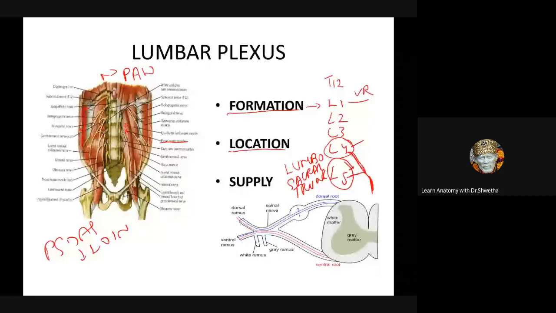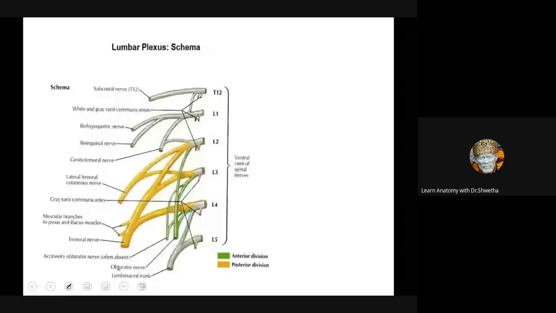Now, we have discussed the formation, location, and supply. Also, we know that it supplies the lower limb, mainly the anterior or front and the medial aspect of the lower limb, along with the anterior abdominal wall and skin of the gluteal region. So that was the supply. This was to show that the ventral rami of these nerves form the lumbar plexus. Having discussed so much, we will now look into the roots and the branches of the lumbar plexus. MCQs have come in this section.